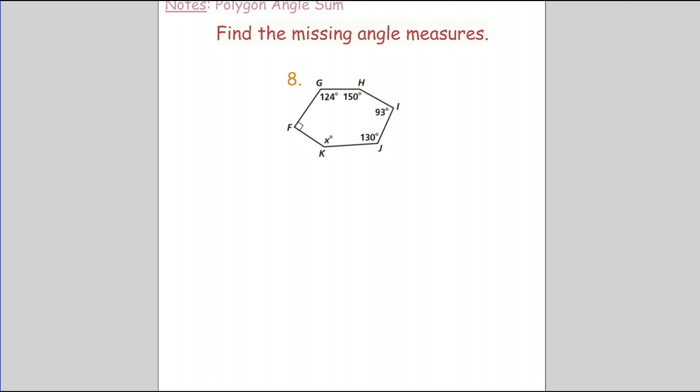Next one. Danica, name that shape. Hexagon, 6 sides? Perfect. It's a hexagon. Louis, how many degrees are in a hexagon? 720. There's 720 degrees. So add up those angles. Don't forget angle F. Add them up and subtract from 720. Julius, tell me what you get. 133? Sounds good.